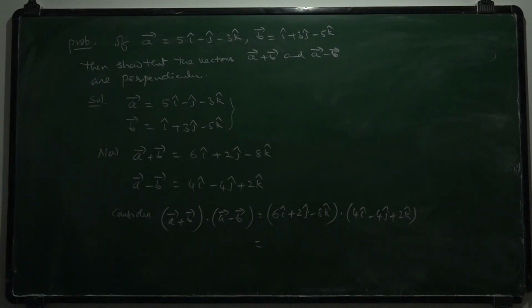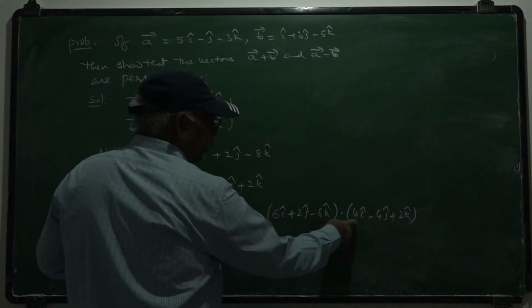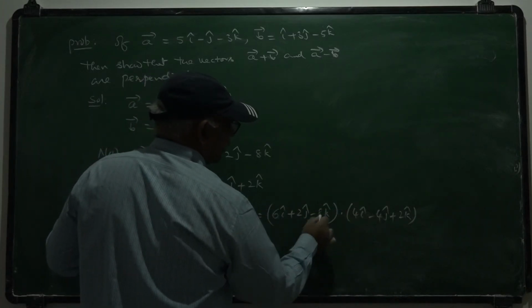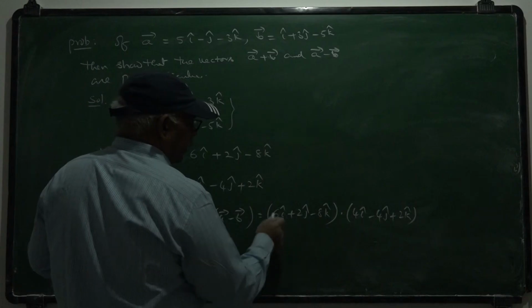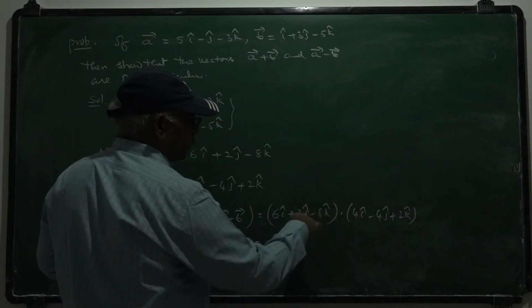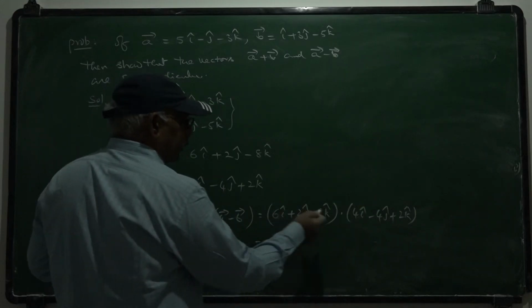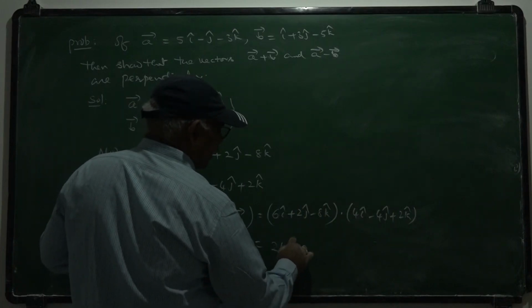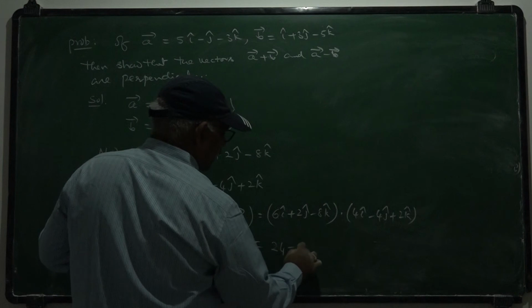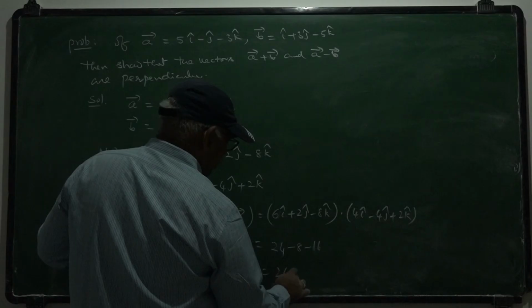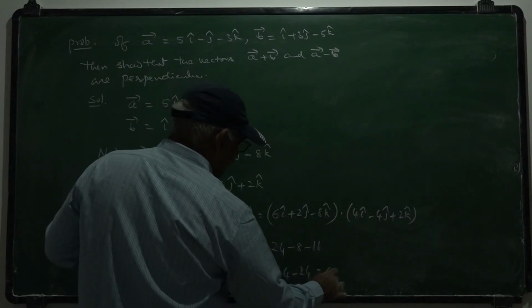6i plus 2j minus 8k dot 4i minus 4j plus 2k. Taking the dot product here, a1, b1, a2, b2, a3, b3. So, the product of i term and i term, j term and j term, k term and k term. That gives us 6 into 4 plus 2 into minus 4 plus minus 8 into 2, that gives us minus 16. So 24 minus 24, that is 0.